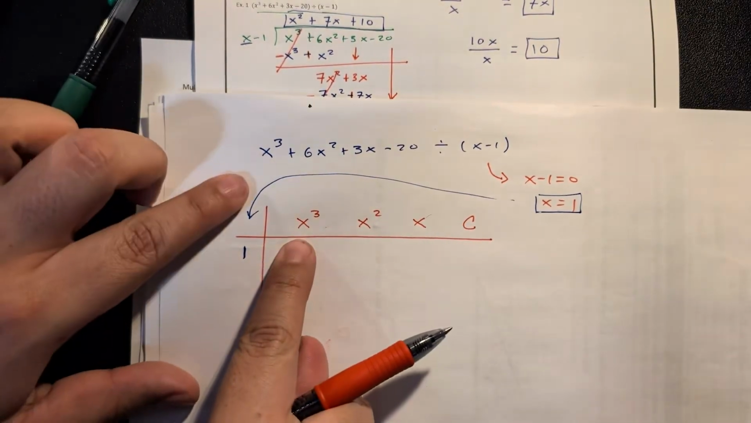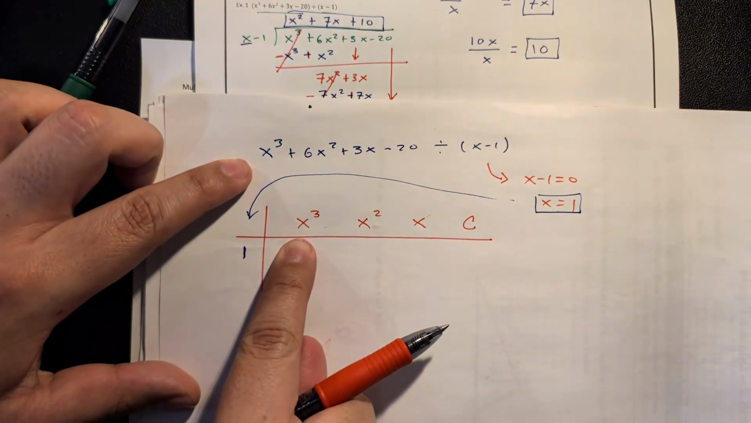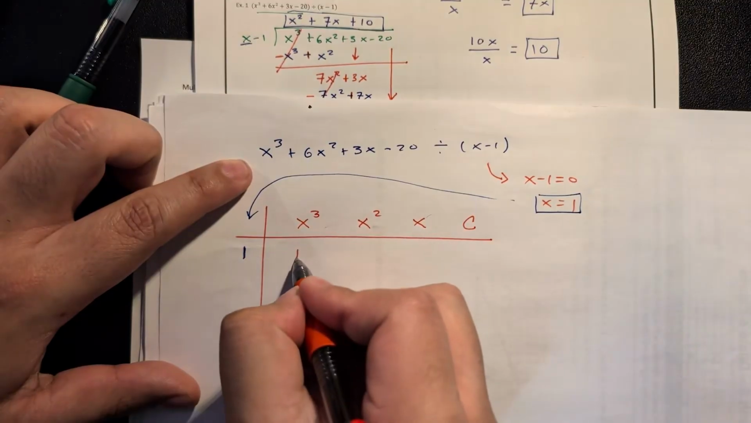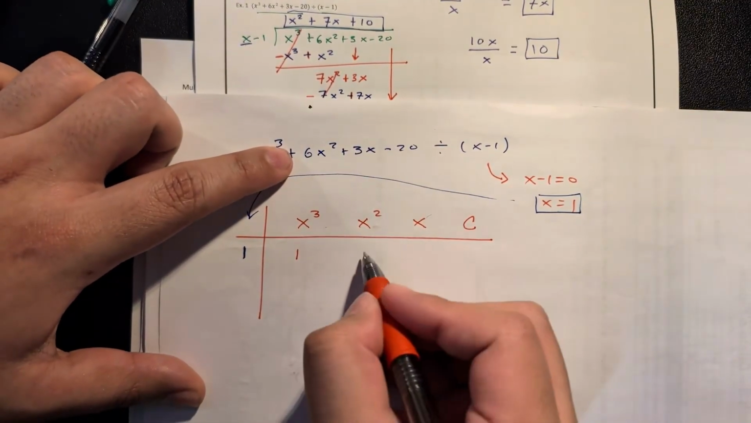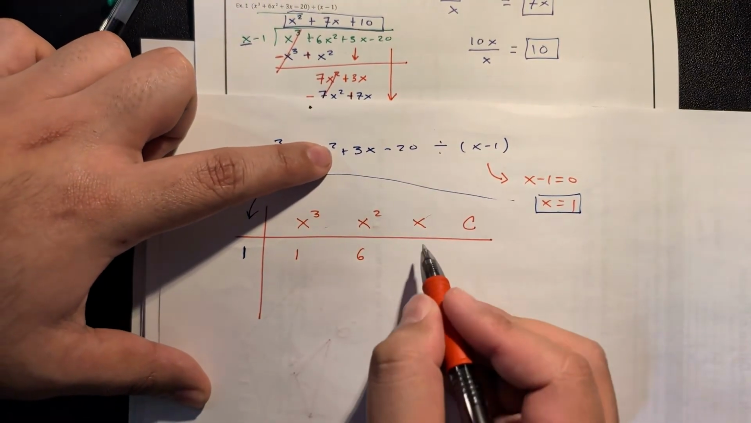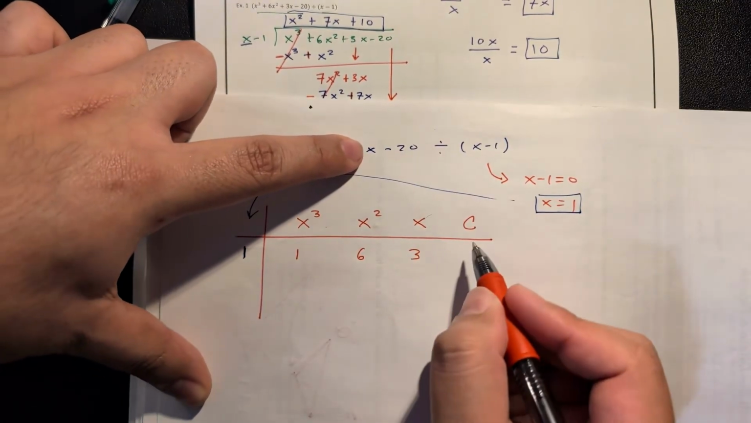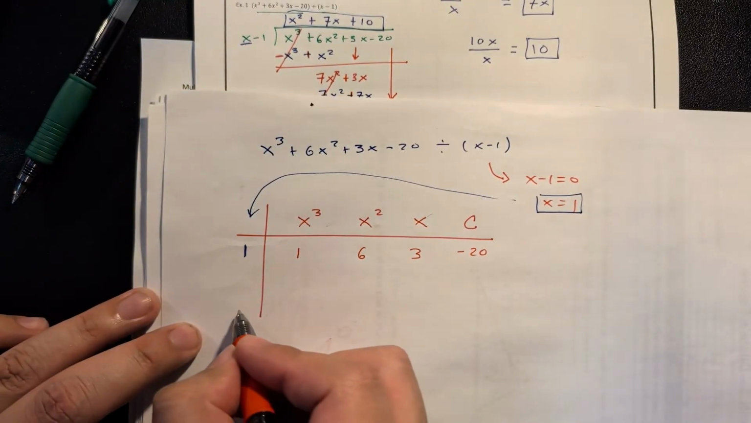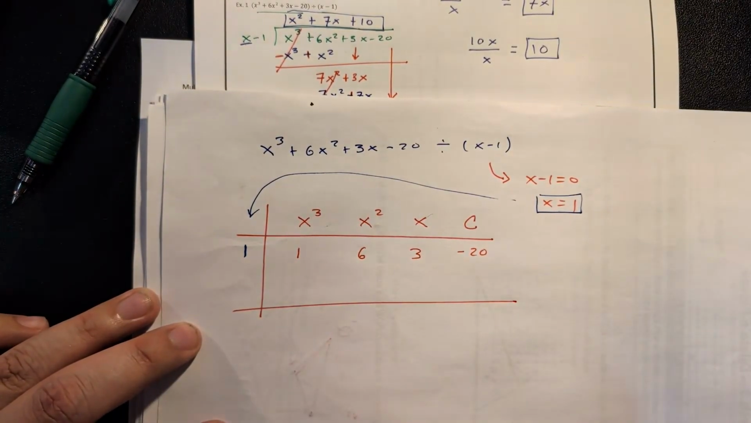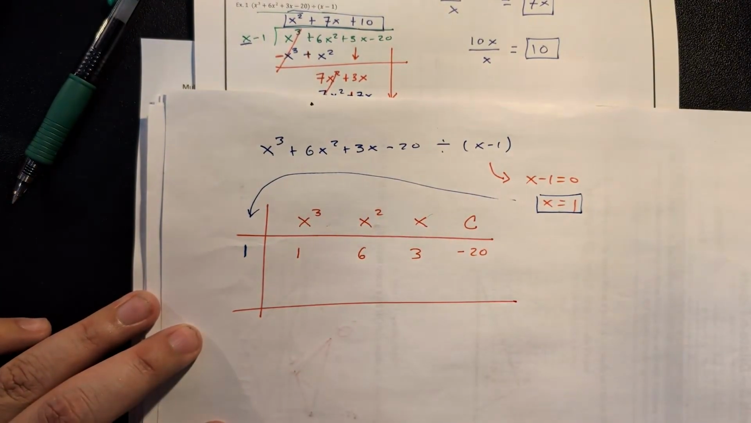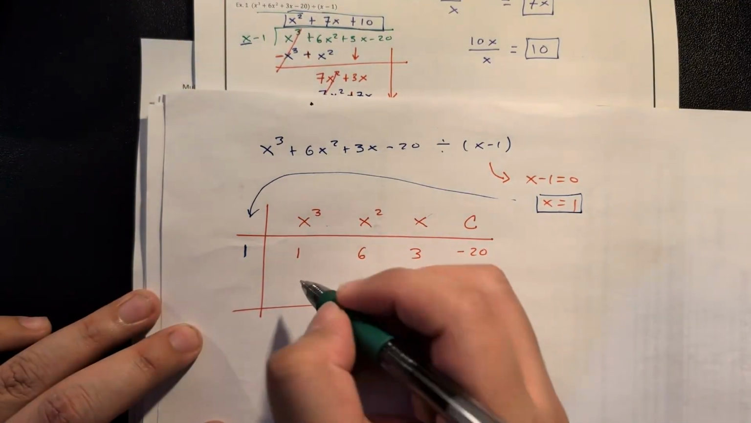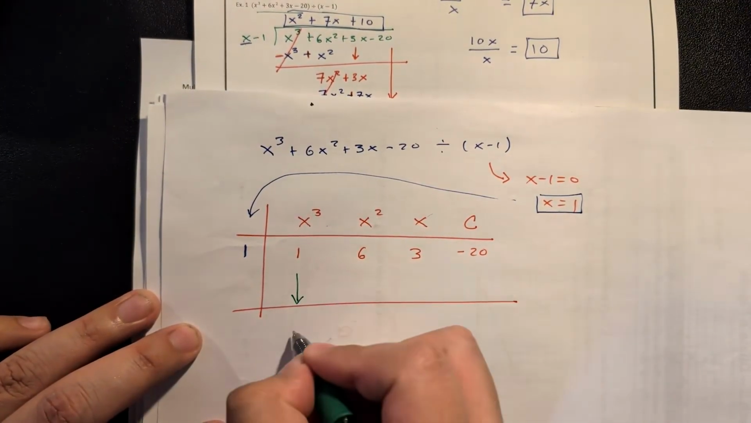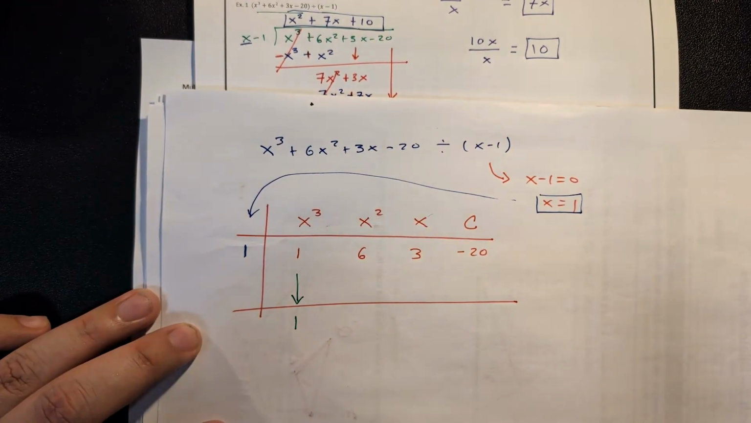So the coefficient of x to the third is 1. The coefficient of x squared is 6. The coefficient of x is 3. And our constant term is negative 20. Okay? So the way synthetic division works is I just bring this down. Every single time, you just bring it down.